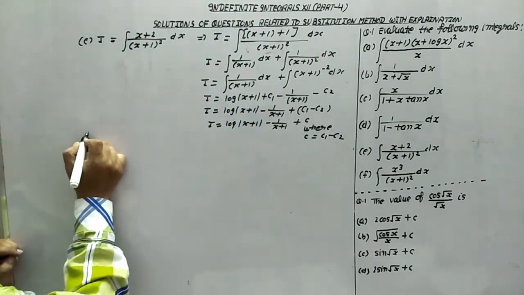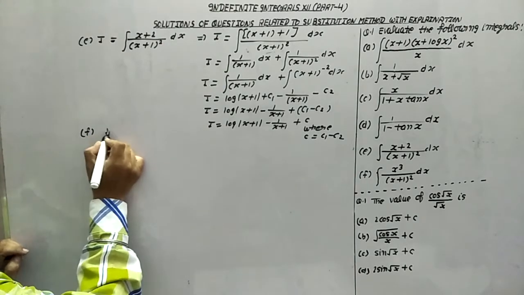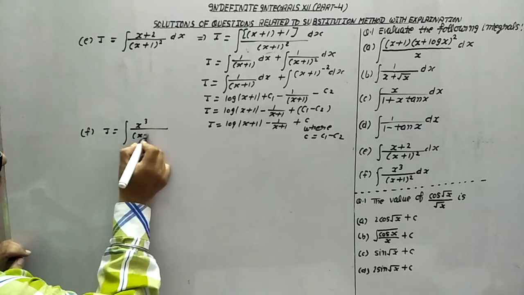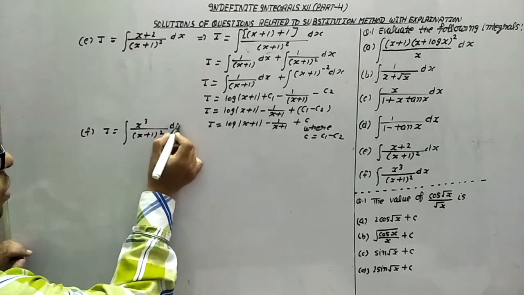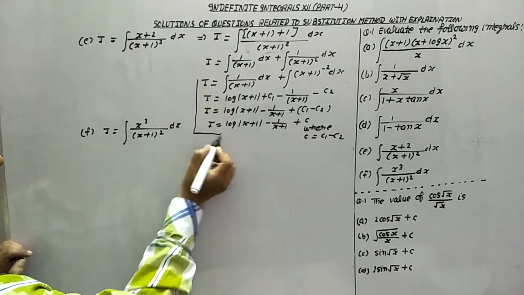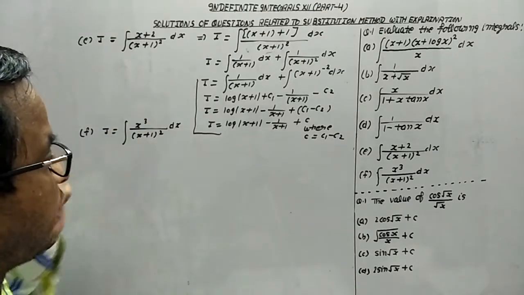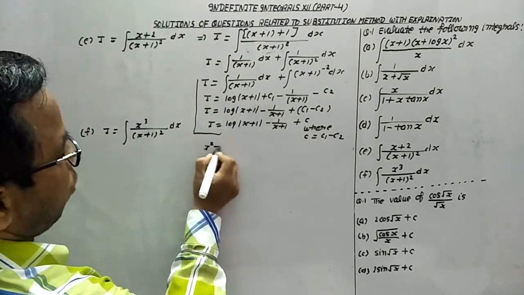Now look at this. We have the F part. In the F part, we have I is equal to the integration of x cube upon (x plus 1) whole square. This is the case where we observe that the degree of numerator is greater than the degree of denominator, so first of all we will do the long division.